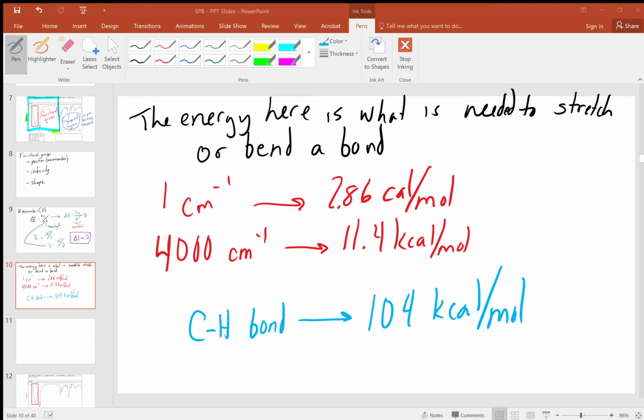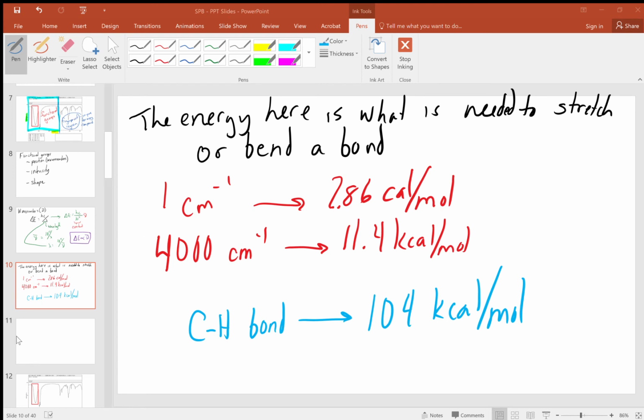But what's happening in one of these cases when an IR spectrum is being taken? Well, what's going on is that the bond itself is being stretched or bent in different ways that can be detected by what we're doing in the infrared spectrometer. And those stretching and bending vibrations are what give us peaks.